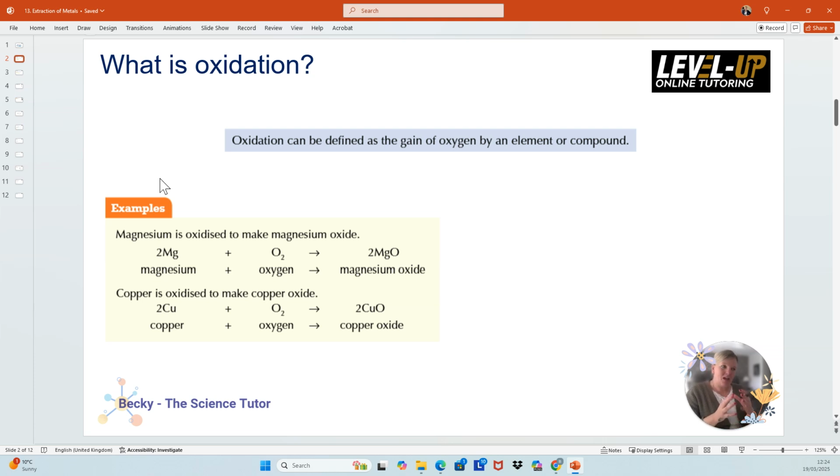And so this is when we're talking about oxygen, okay? So oxidization can be defined as the gain of oxygen. So simply the metal gaining oxygen, that means that that metal has become oxidized. Now it can be an element or a compound. We're talking about the extraction of metals, so we're just going to refer to the metals as the elements in this session. And if we have a look at those examples, magnesium reacting with oxygen forms magnesium oxide, copper reacting with oxygen forms copper oxide, and these are examples of an oxidation reaction. It's gaining the oxygen.